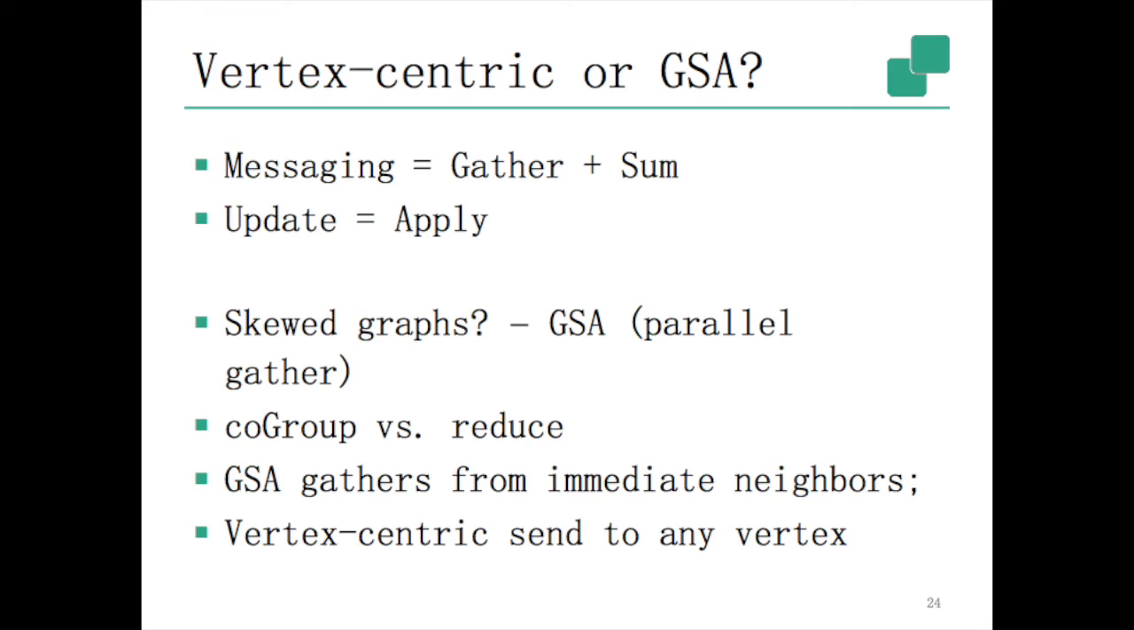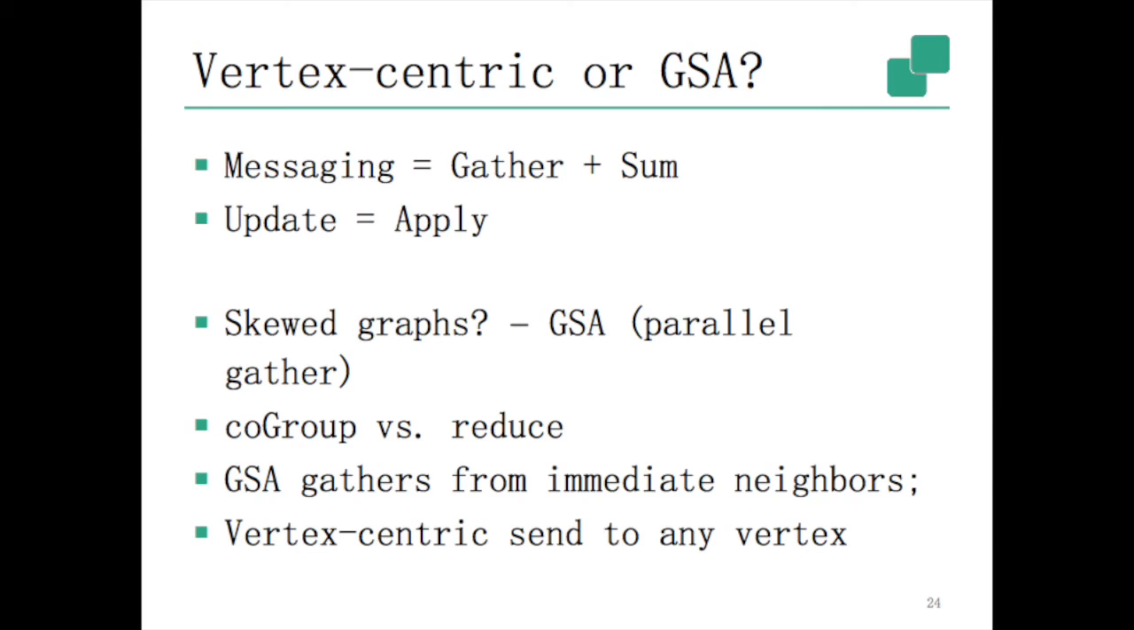But of course, there's a downside, because otherwise we would just use gather, sum, apply. This GSA iteration only gathers from immediate neighbors. So you cannot say, okay, send to vertex with ID 7 in gather, sum, apply. Whereas in Vertex-centric you can do so. So for this subset of algorithms, it's not even recommended, it's a must, because gather, sum, apply doesn't support it. We have to use the Vertex-centric iterations.